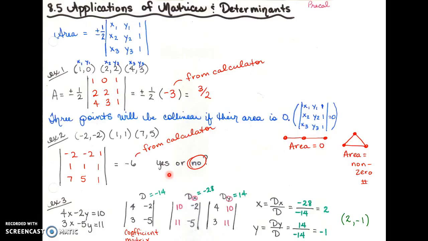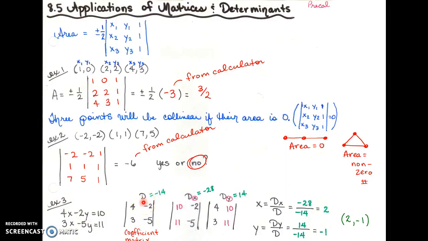All right, example 3, we're going to use matrices and determinants to solve systems of equations using something called Cramer's rule. Now, you did Cramer's rule in Algebra 2, so you've seen this before. But in Cramer's rule, we take the system of equations and we create first the coefficient matrix. Now, remember, the coefficient matrix is when you just pull out the coefficients, 4, -2, 3, -5. That would be my coefficient matrix.